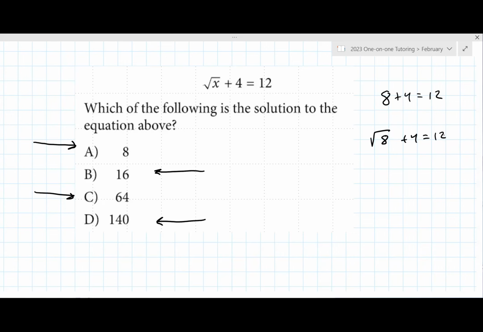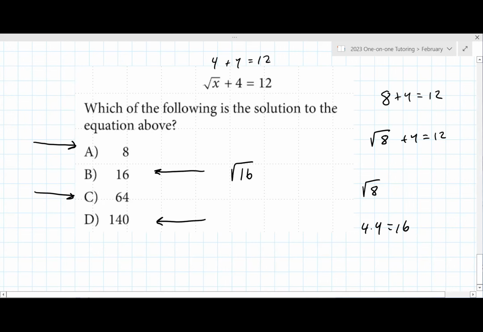So do you know the square root of 8, Sourish? If the square root of 8 is 4, it is not 4. 4 times 4 is 16. Okay, let's try 16. What's the square root of 16? That's 4. Is 4 plus 4 equal to 12? 4 plus 4, that's 8. Is that 12? No. So that one's out as well.